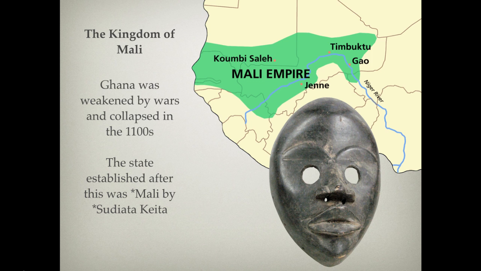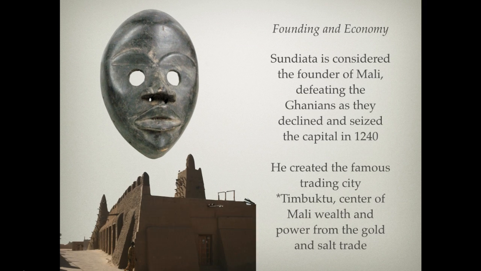Now, Ghana, of course, was really weakened by wars and collapsed in the 1100s. Usually empires collapse due to internal decay and external conflict, and really that's what we end up seeing. The state really established after Ghana was the Mali, which was set up by Sundiata Keita. And while I'm probably butchering the name, the idea was then that in this same space, new political leadership and new approaches to ruling emerge under this new Mali dynasty.